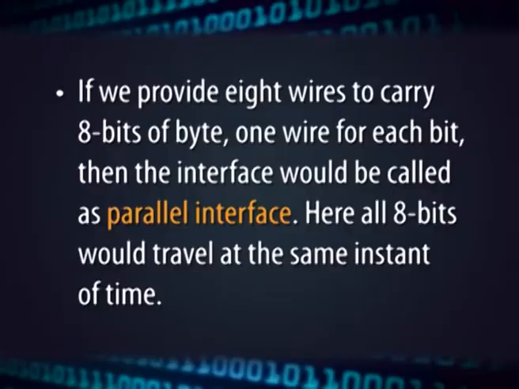The transfer of character A is now reduced to transferring 8 bits from source to destination. Let us examine two possible ways of doing so. First, if we provide 8 wires to carry 8 bits of the byte, one wire for each bit, then the interface would be called a parallel interface. Here, all the bits would travel at the same instant of time.